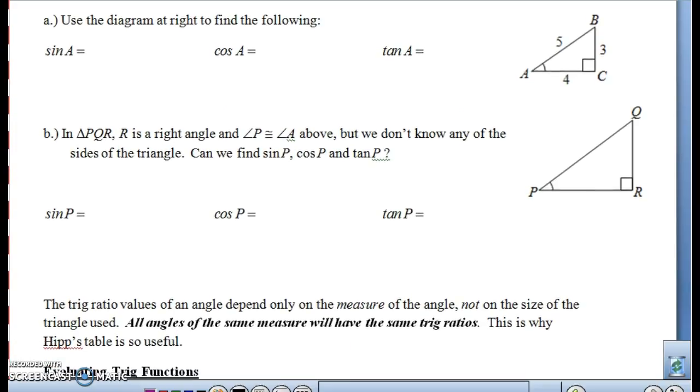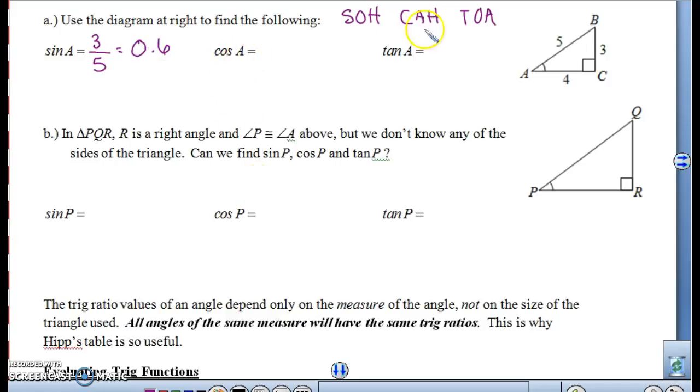All right, so let's use the diagram at right to find the following. We are going to find the sine of A. So again, Sohcahtoa. Sine is opposite over hypotenuse based on angle A. So starting from angle A, opposite would be 3. Hypotenuse is 5, because remember the hypotenuse is opposite the right angle. So 3 over 5 is the decimal 0.6.